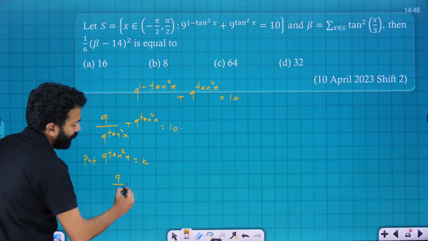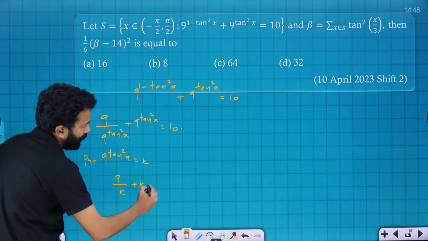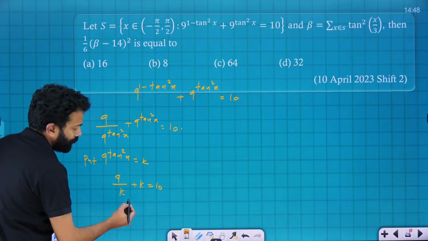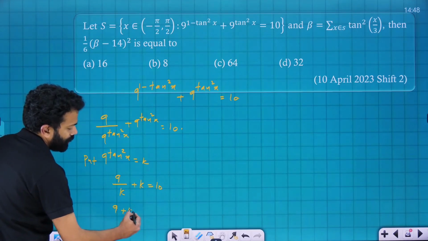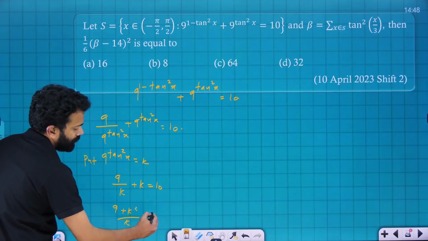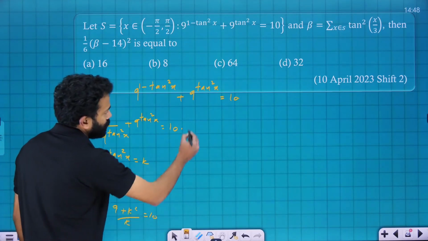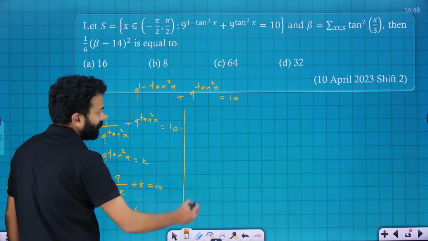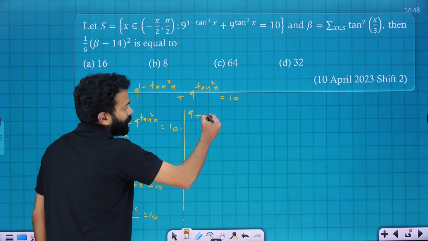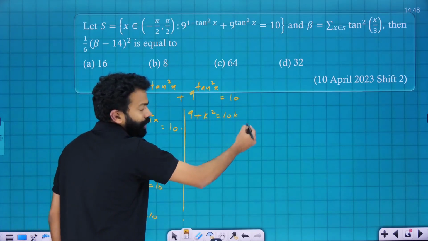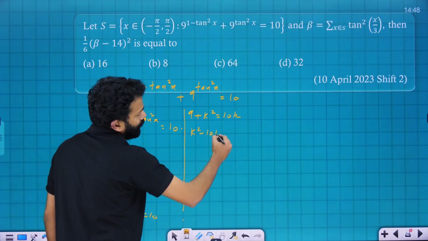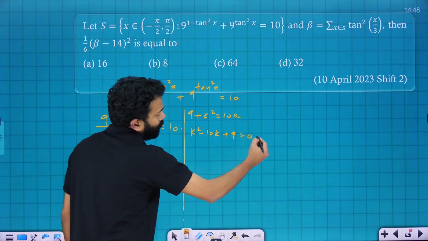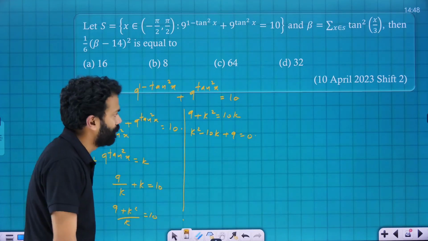So this becomes 9 by k plus k, which is equal to 10. After cross multiplying, you will get (9 plus k square) by k, which is equal to 10. Again, you can cross multiply: 9 plus k square is equal to 10k. So this becomes k square minus 10k plus 9 is equal to 0. I hope you are getting the idea here.